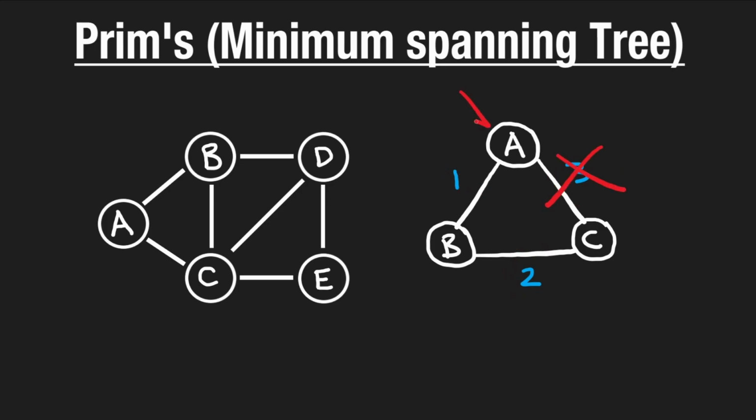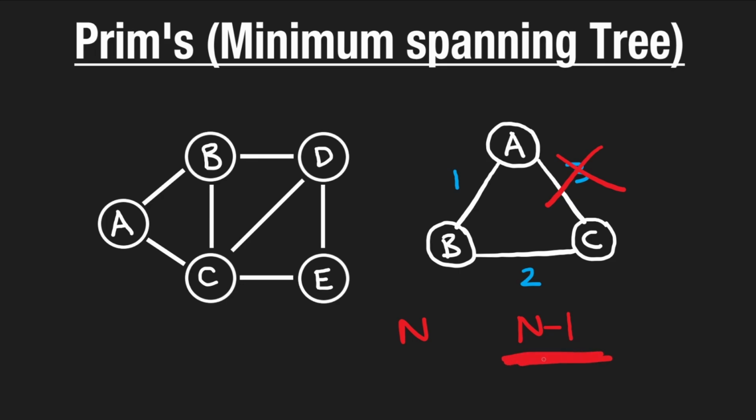Also notice how we have 3 nodes here, and to connect 3 nodes together, it only took 2 edges, and that idea is actually pretty consistent. If we have n nodes and we're trying to connect them all together without forming a cycle, it's always going to take n minus 1 edges.